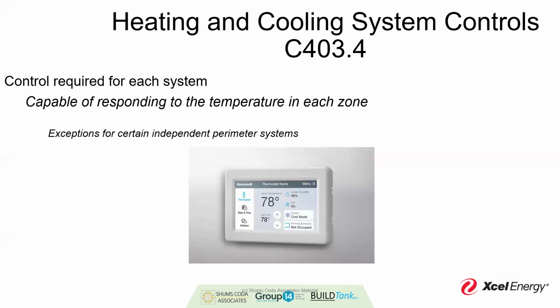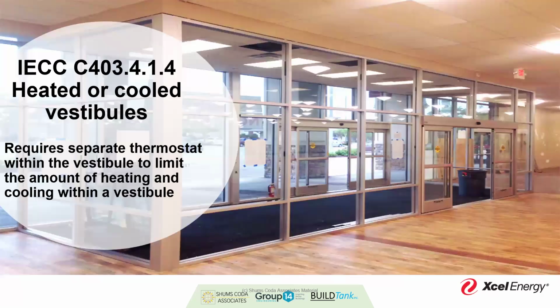And so we know right out of the gate, and this is not directly tied to our exterior energy efficiency, but it is something to just kind of clearly see that it's informing the rest of the conversation on this topic, which is that we're requiring more and more zoning controls for temperatures. And we can see that identified in a number of different places, starting with vestibules. So heated or cooled vestibules have a reference for 403, 414, which basically says you have to have a separate thermostat to limit the amount of heating or cooling in the vestibule.